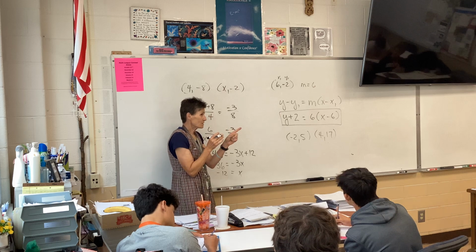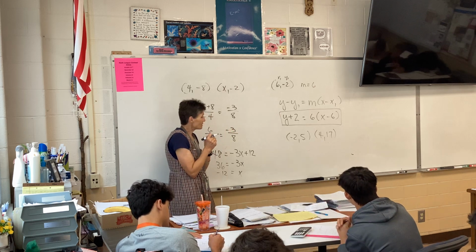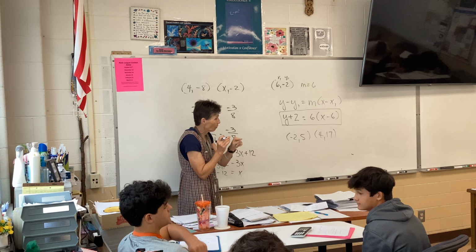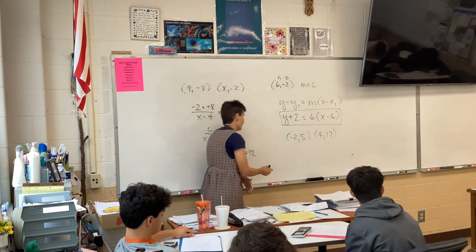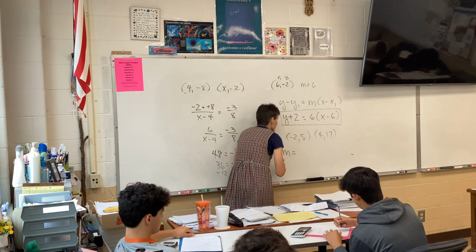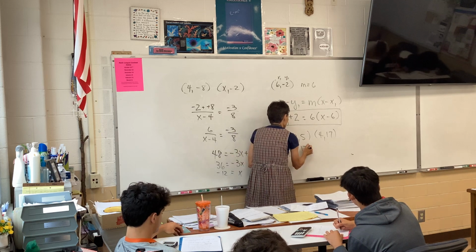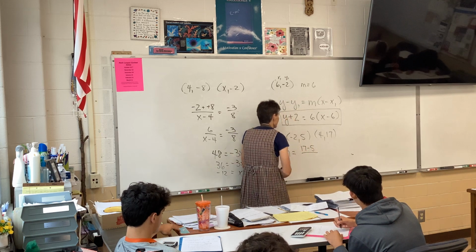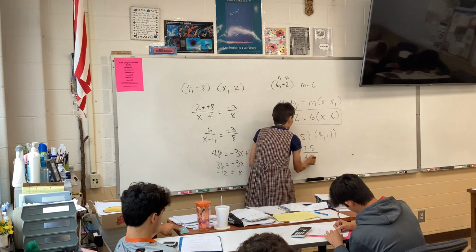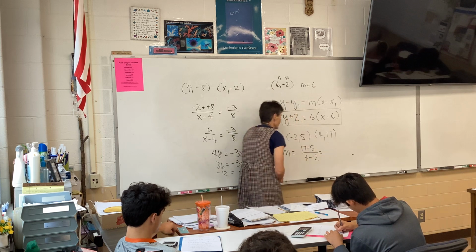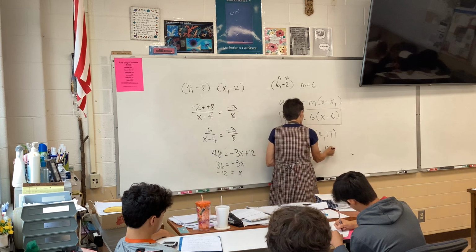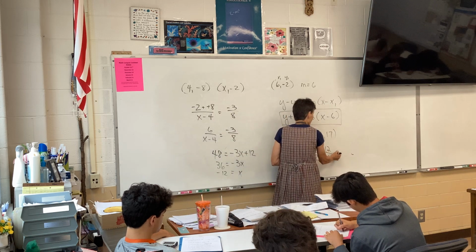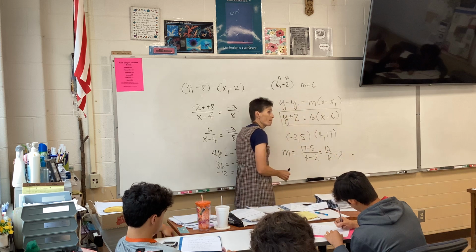We're going to do exactly the same thing, but this one is a little bit trickier. What do I have to do first? I got to have my slope. It's really hard to do point slope if you don't have the slope. So, here we go. Slope is 17 minus 5 over 4 minus negative 2, which is 12 over 6, which is 2.